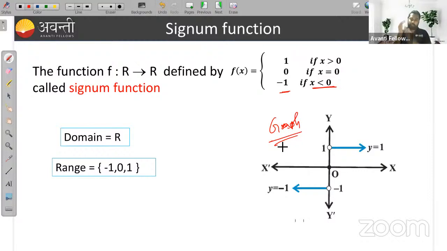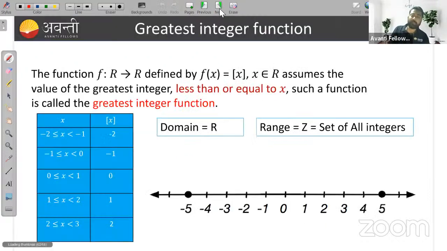These things are available in your NCERT book, and we don't have much time to discuss all these things very deeply. Okay, so the domain of this function is R, and the range will be -1, 0, 1. -1, 0, 1. These are my range outputs. Okay, the Signum function is done.